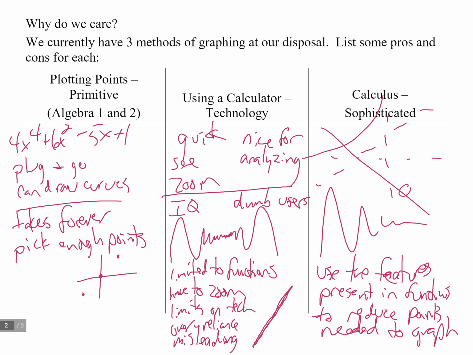We're still kind of plotting points, but it's not really plotting points anymore. We're using the features that are present that we know about, like asymptotes and function behavior, concavity, and increasing, decreasing, and stuff like that, to minimize the amount of extra work that we need to do. And we can come up with really accurate graphs very easily without having to take forever picking all these points and stuff. Okay, so that's the idea, right? Okay, so let's see what's next.